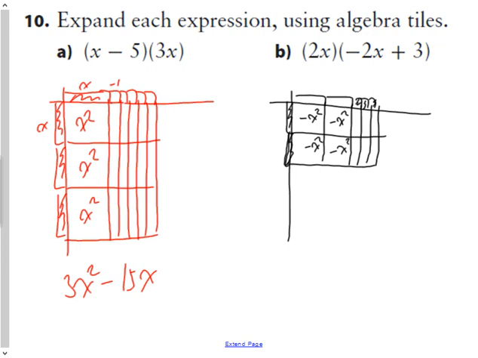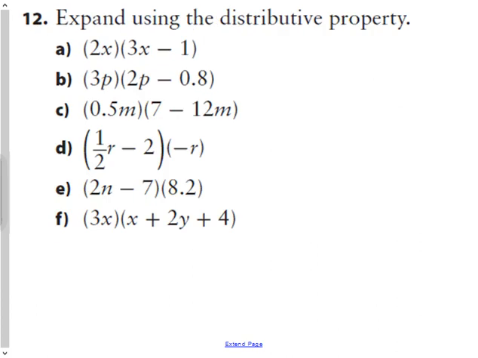And since it's a positive 1 and a positive x, those are going to be positive x's. Just going to shade them in. And therefore, the solution to what is 2x multiplied by negative 2x is going to be negative 4x squared plus 6x's. Your next one just says expand using the distributive property.